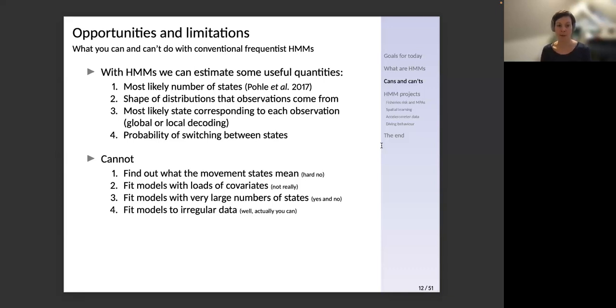And the fourth thing you can't do is fit models to irregular data. And this is a sort of yes, well, actually you can, if you model the irregular data first and then regularize the tracks and then fit the HMM.